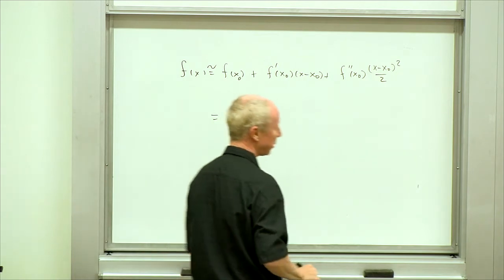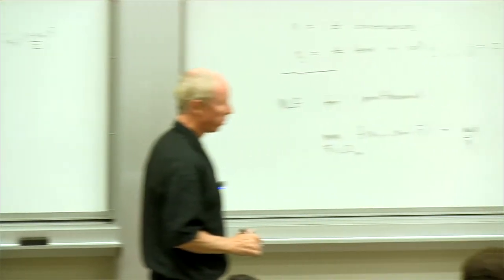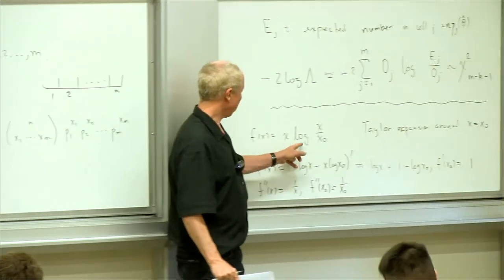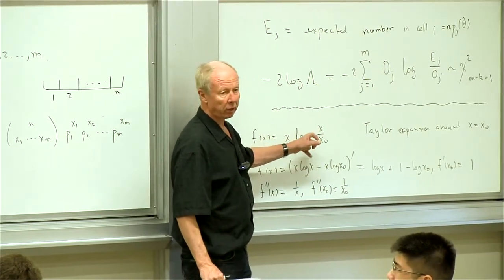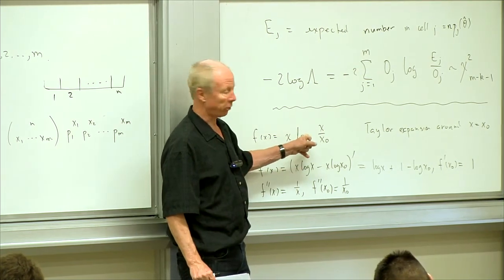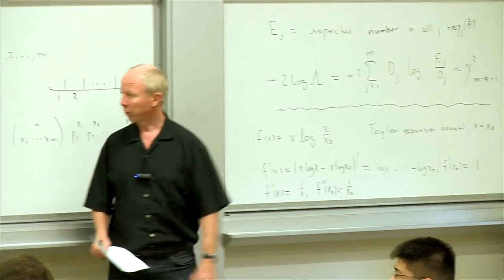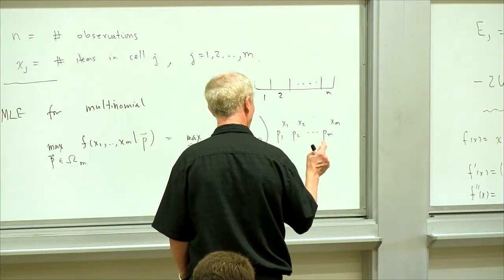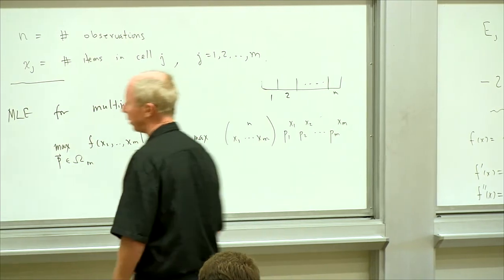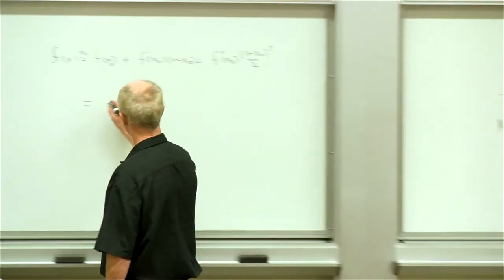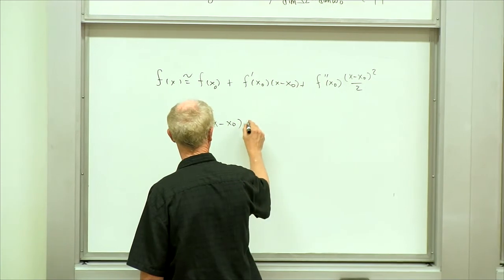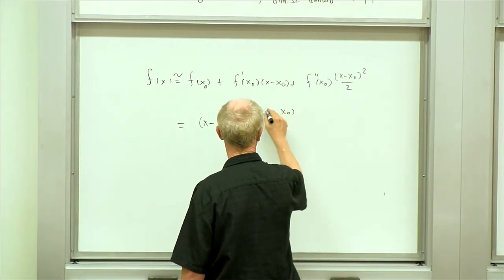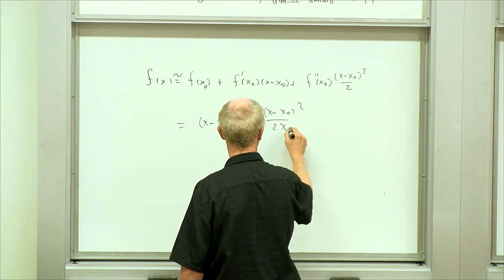F of x naught was 0, right? I didn't say it, but what is f of x naught? It's x naught log of x naught over x naught. X naught over x naught is 1. Log of 1 is 0. Okay, so the first term is 0. Next term, f prime of x naught is 1. And then this next term, I get x minus x naught squared over 2 x naught. Okay?